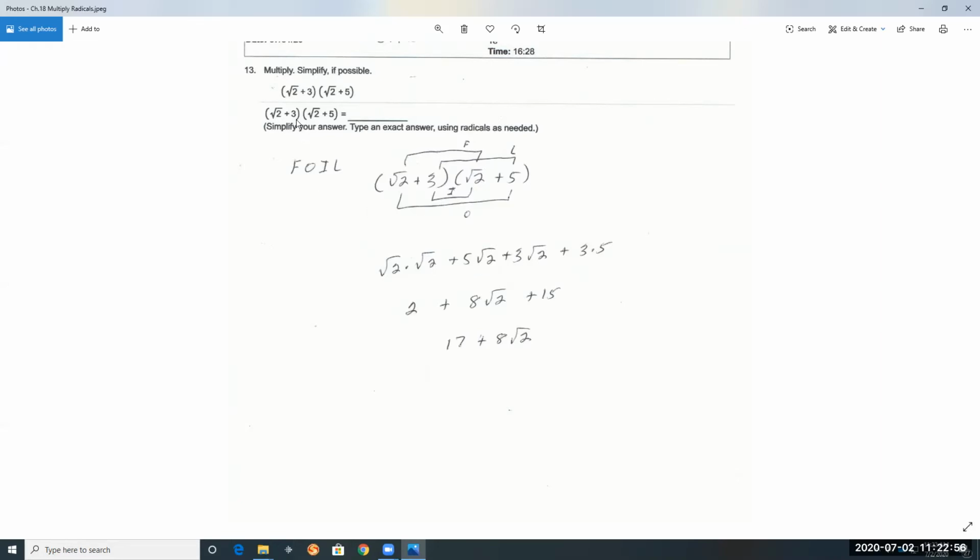The inner pair is 3 square root of 2. And the last terms are plus 3 times plus 5. Simplifying, any radical when multiplied by itself is just the radicand, 2. 5 square root of 2 plus 3 square root of 2 are like radicals, like terms. So we have 8 square root of 2, and 3 times 5 is 15. We can add the whole numbers, 2 plus 15 is 17, add 8 times the square root of 2.